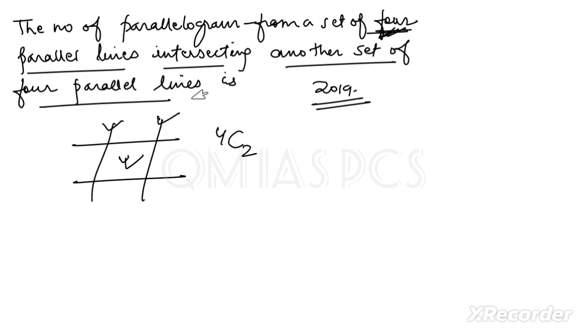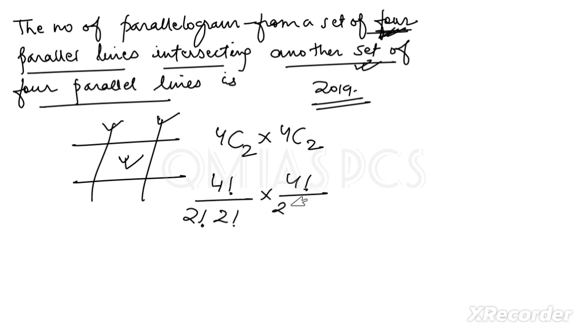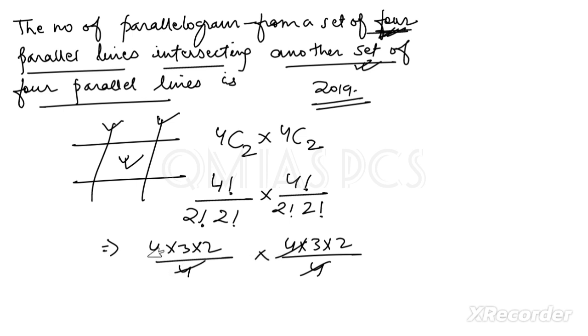And again from this set of parallel lines we have to take 2. So again we take 2 and we have to multiply. So what will be the answer? It will be factorial 4 divided by factorial 2 factorial 2, again factorial 4 divided by factorial 2 factorial 2. Now solve this one. It will be 4 3 2, here is 4, this 4 will be cancelled. Now we will have 6 multiplied by 6, that is 36. So 36 will be our answer.